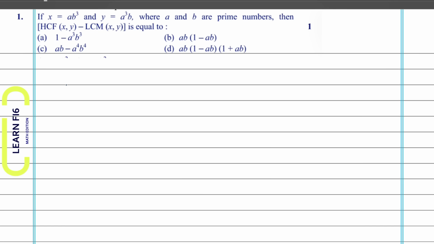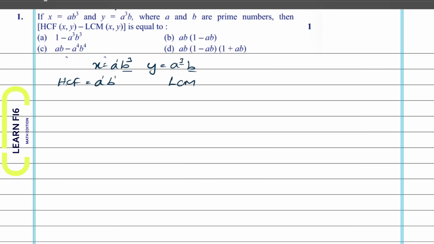So first I'm going to find the HCF of x and y. Actually, x is a b cube and y is a cube times b. To find the HCF, we have to write the common numbers first. The common numbers are a and b. A and b are present in both x and y, so we write both here, and then we find the lowest power of a in both cases. Here the power of a is 1 and here the power of a is 3, so a power 1 is lowest, so I'm using 1 here. In the same way, the power of b is 3 and here b is raised to 1, so this value is also 1. This is the HCF value.